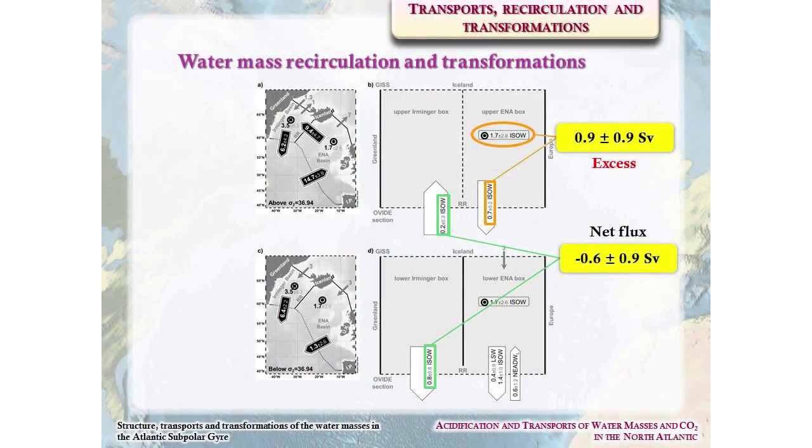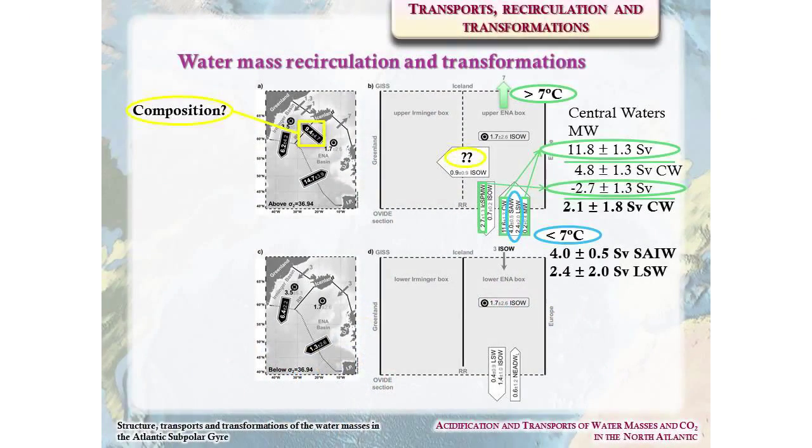Therefore, we have an excess of 1.6 sverdrups in this box that should upwell and become part of the upper Eastern Atlantic box. This upwelling is corroborated by the southward transport of this water mass in the upper Eastern Atlantic box. But not all the water mass that has upwelled exits the box, so the excess should flow over the ridge and become part of the Irminger Basin, which is corroborated by the net southward export of this water mass in the Irminger Basin.